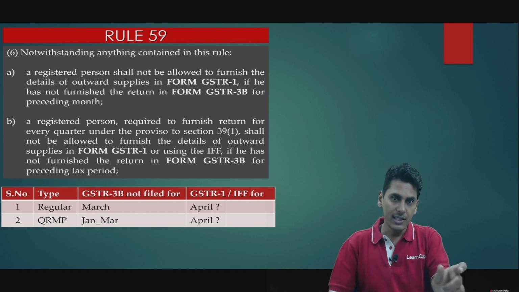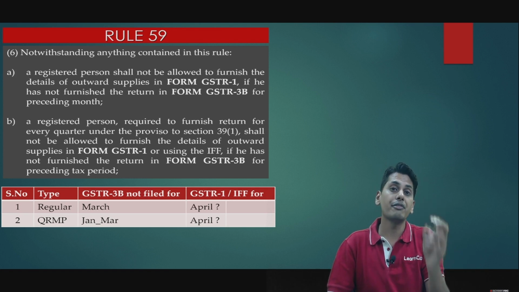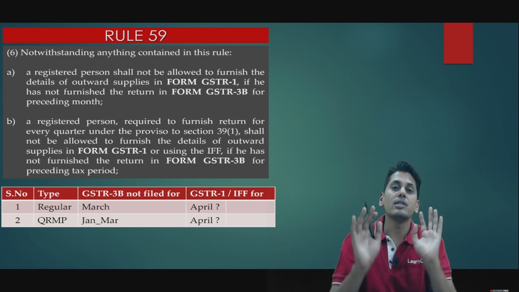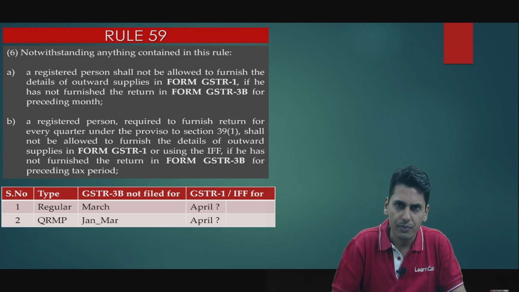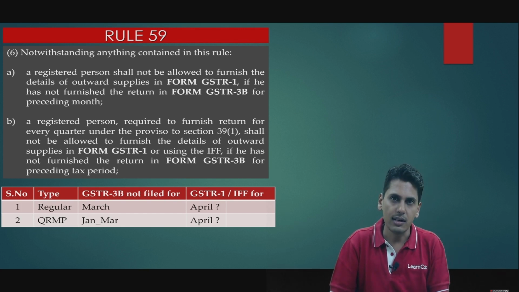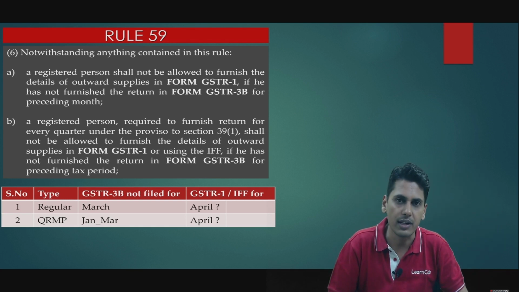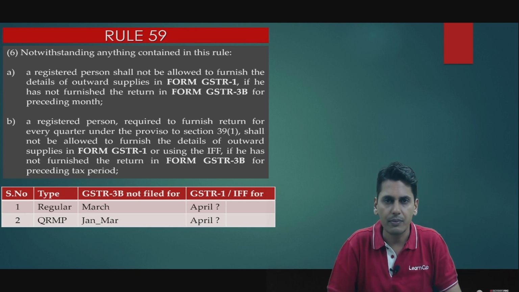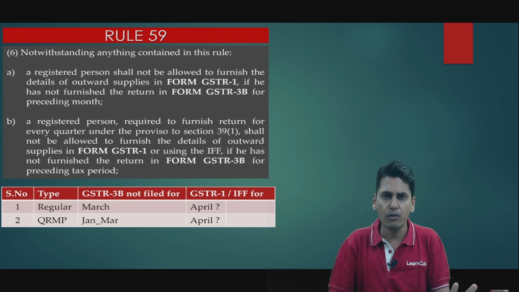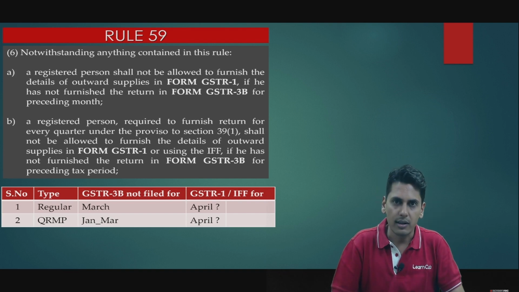So friends, the change is only in the regular scheme. For QRMP scheme, earlier it was if I did not file my GSTR 3B for 1 preceding tax period, which was 1 quarter, I would not be in a position to file either GSTR 1 or IFF. That remains the same. The only change is, as far as regular persons was concerned, generally it was preceding 2 tax periods. If rule 86B was applicable, it is 1 tax period. Now friends, anyone it is, if I am under regular scheme, if I have not filed my GSTR 3B for preceding 1 tax period, I cannot file my GSTR 1 for the current tax period.